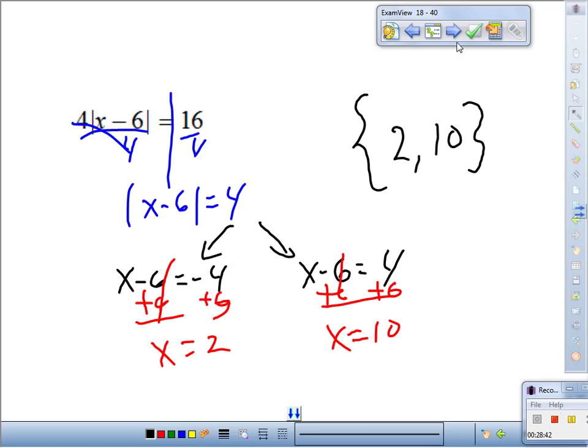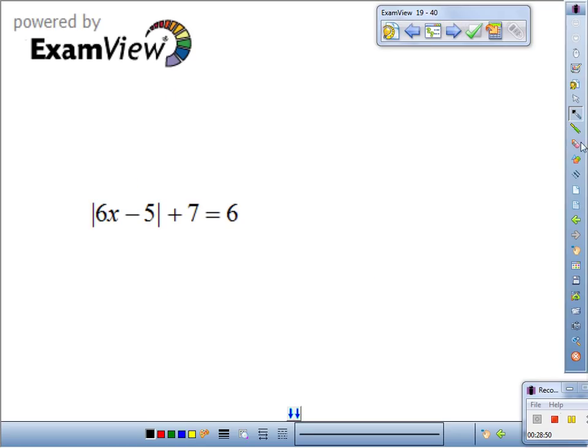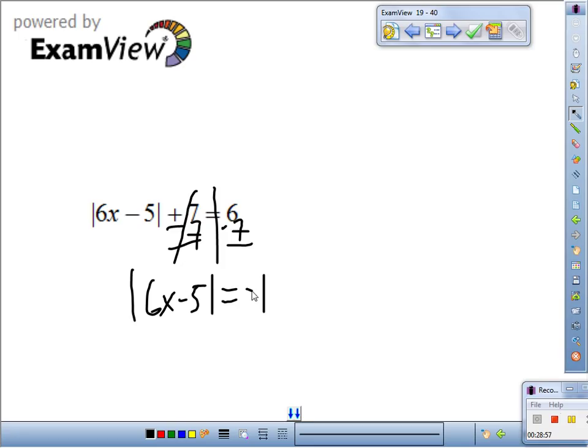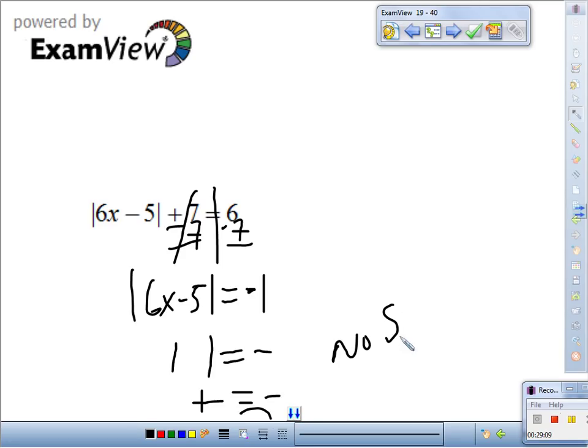Okay. Number 19. Minus 7 minus 7. Absolute value 6x minus 5 equals negative 1. Something's happening here because it's a negative. We can't have a negative because absolute values cannot be equal to negatives because absolute values are what? Are positives equal to negatives? No, that means no solution. Or error. Hands if you got that. Okay, good.